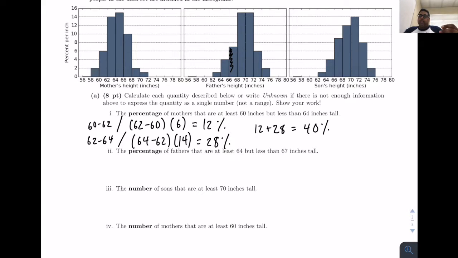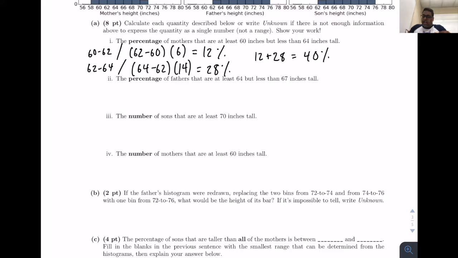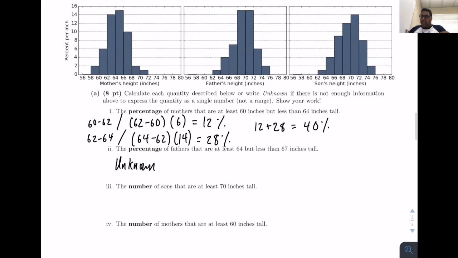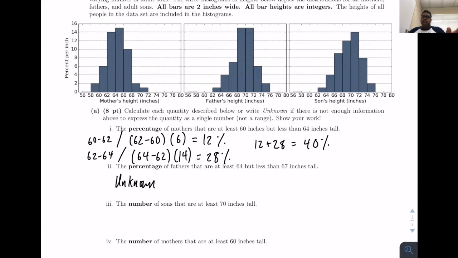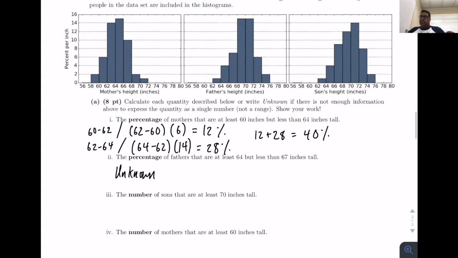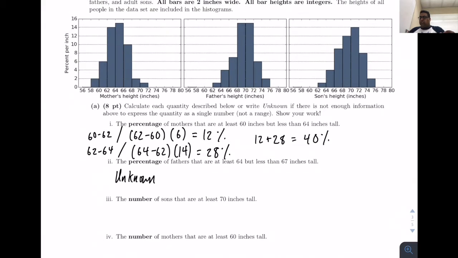And we don't accurately know how the data is spread out between the 66 and the 68 bin. So we can't accurately find the area or find the proportion of values that are in between 66 and 67 due to the nature of histograms. So this question, actually, the answer is unknown because we don't know the distribution of the values between 66 and 67 inches.